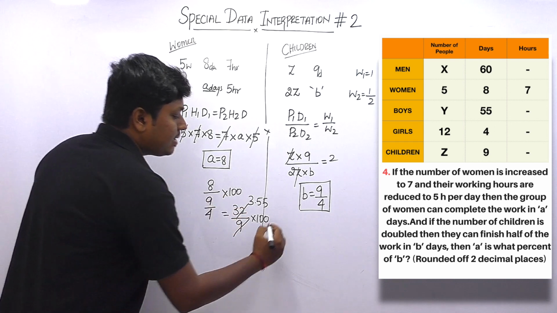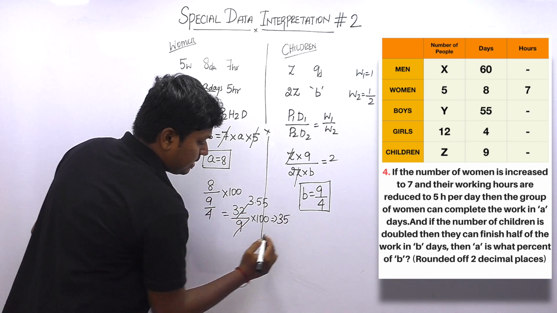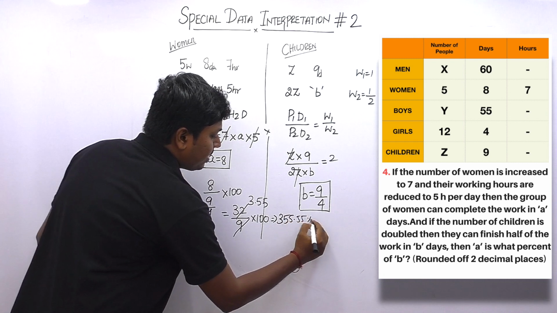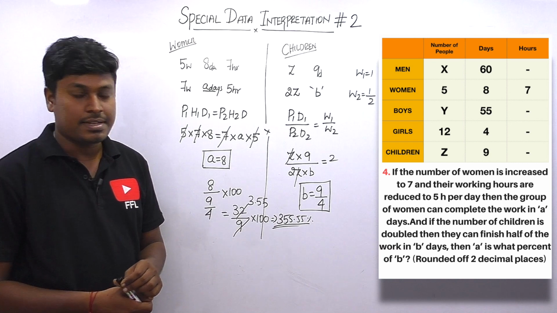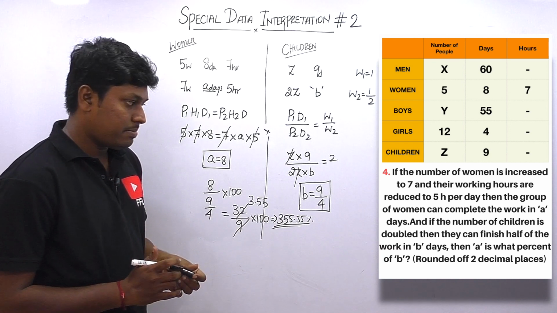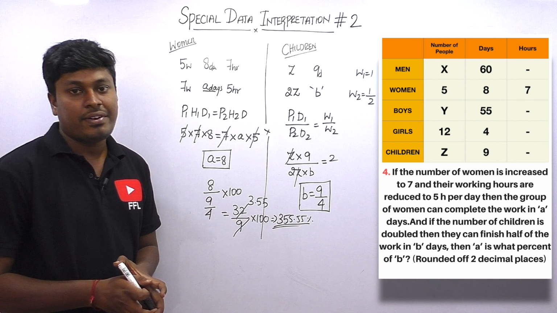So we can directly say that the answer for this question is 355.55 percentage, approximate to 2 digits, so we can say 355.56 percentage. So finally the answer for question number 4 is 355.56 percentage.